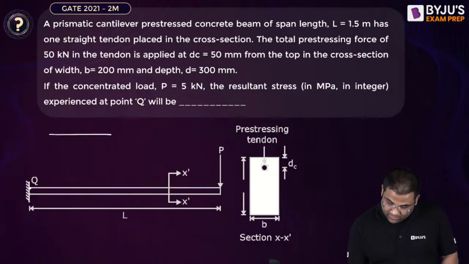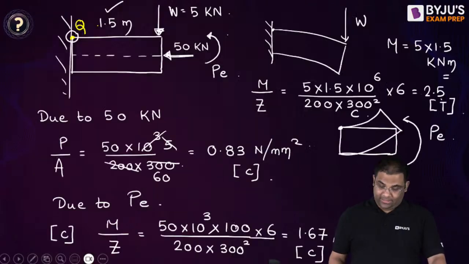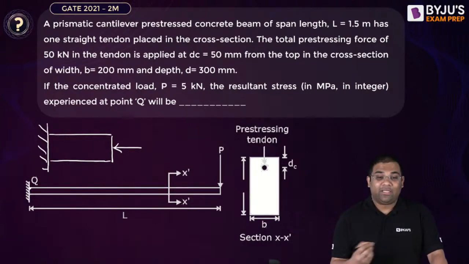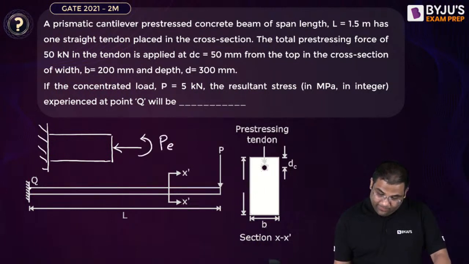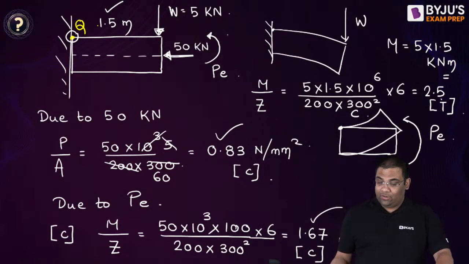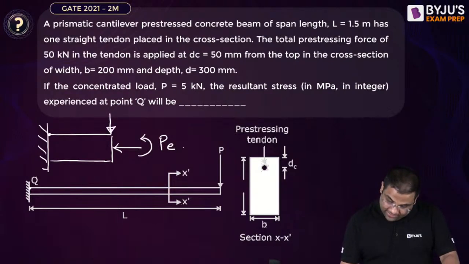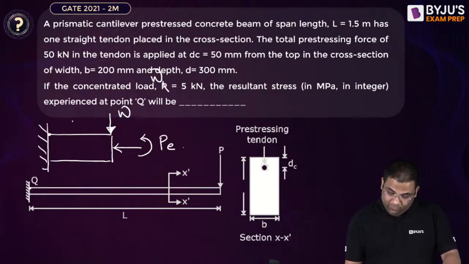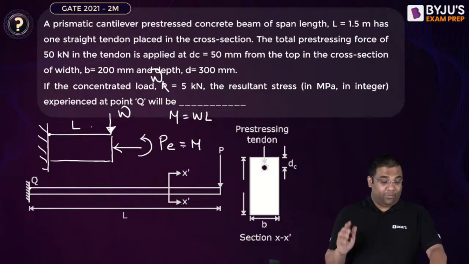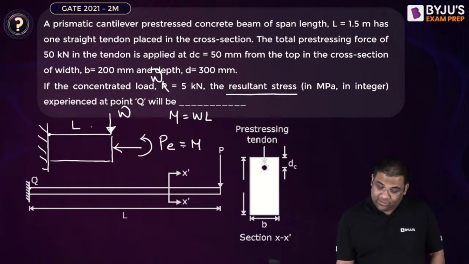You see, in this beam, first, due to the tendon force, there is compression, 0.83. Then the tendon is at a certain eccentricity, so when we transport the force, there is a moment P into E, which was sagging. Due to that, I found the stress at the top, compression, M by Z. Then there is a load acting like this, W. The moment will be W into L, but it is hogging. Therefore, at the top, tension will develop. What is the question? The resultant stress. Can I say the resultant stress is zero?